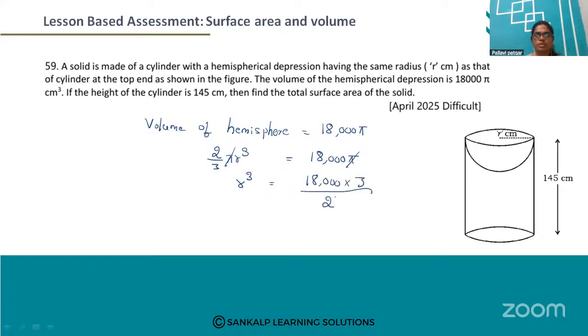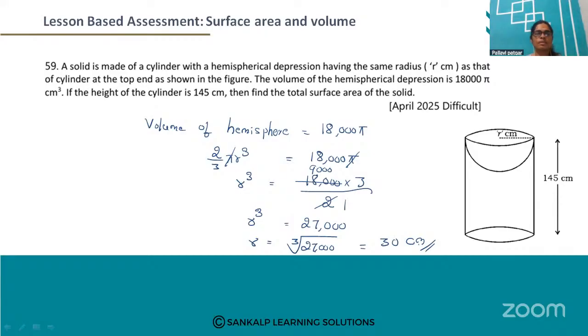Okay, so 2 ones are 2, 2 nines are 18, which gives 27,000. This is r cube. So r is equal to the cube root of 27,000, which is 30 centimeter. So this is the radius of the hemisphere.